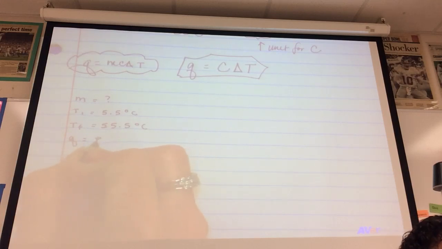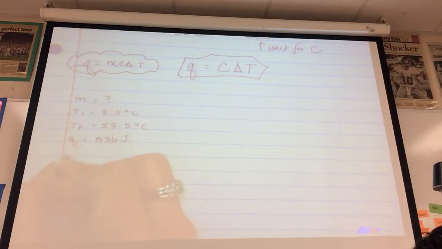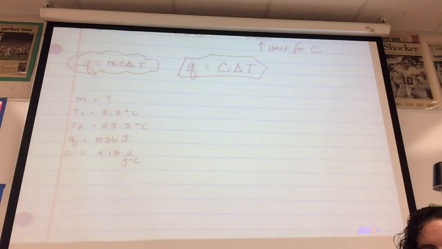and it indicates that your heat is 836 joules. The specific heat of water is provided to you at 4.18 joules per gram degree Celsius. Sometimes it'll be given at 4.2. Don't be upset if they have units in kilojoules. Just make sure they're consistent.